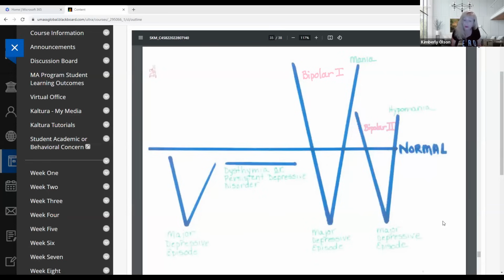Bipolar 2, we have episodes where folks hit the basement and then they go up, but not quite to outer space. Okay. In a hypomanic episode, the symptoms are very similar, except that we're not seeing the sort of social and occupational impairment that we see with mania, or said in another way, they're not getting themselves into trouble. So let's pull up the actual training.